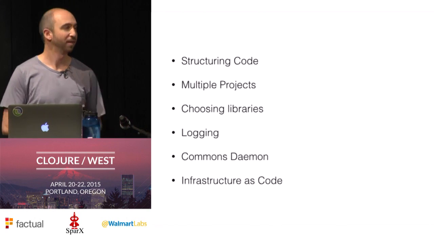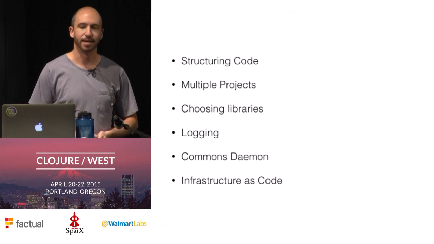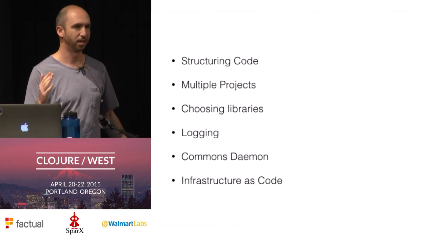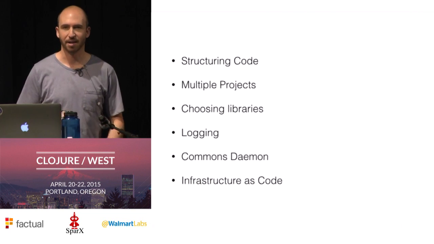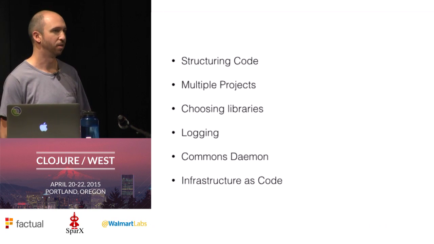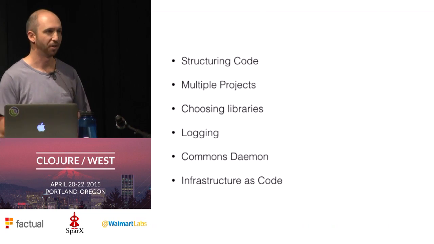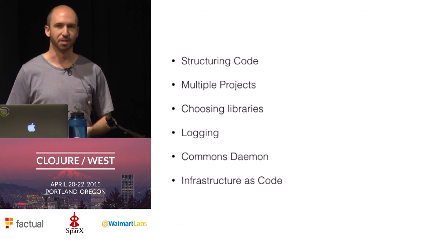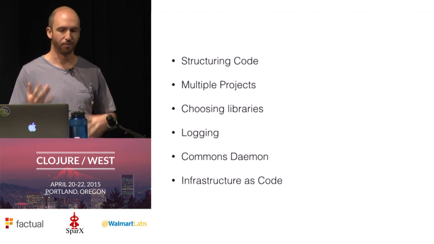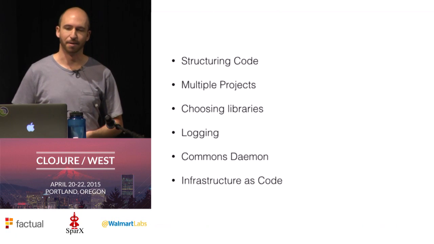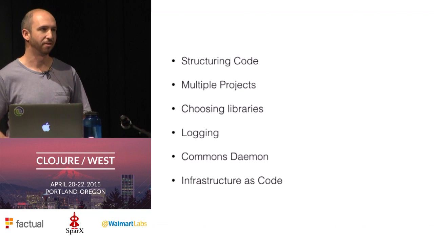So the stuff I want to talk about today is all the things that we ran into as we grew the team and grew our code base. How do you structure code? How do you deal with multiple projects, like Leiningen projects? How do you evaluate what libraries to use inside your applications, and a bit of a framework for thinking about that? And also just embracing the Java ecosystem.